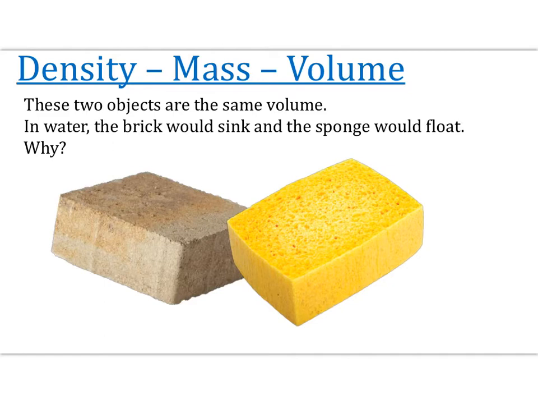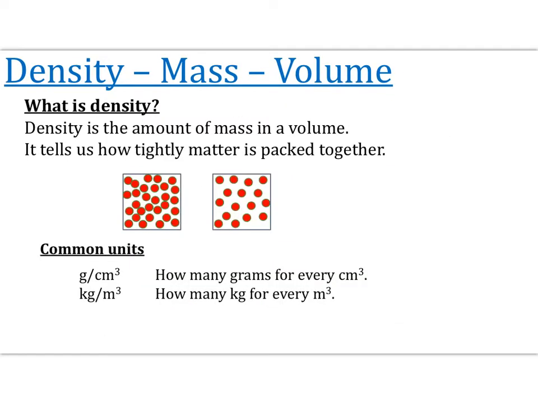And if we look at what an image of that might look like, you might be asking yourself, but what is density? Density is the amount of mass that's in a particular volume, and it tells us how tightly matter is packed together. The picture on the left shows the little red circles really, really tightly packed together, so it has a higher density. The picture on the right has the red circles more spread out, so it has a lower density because it's not as tightly packed together.